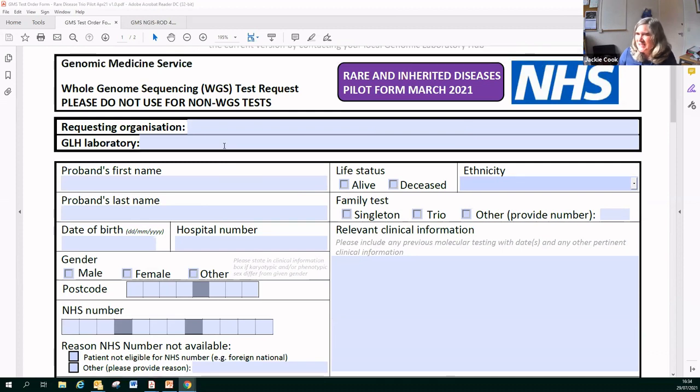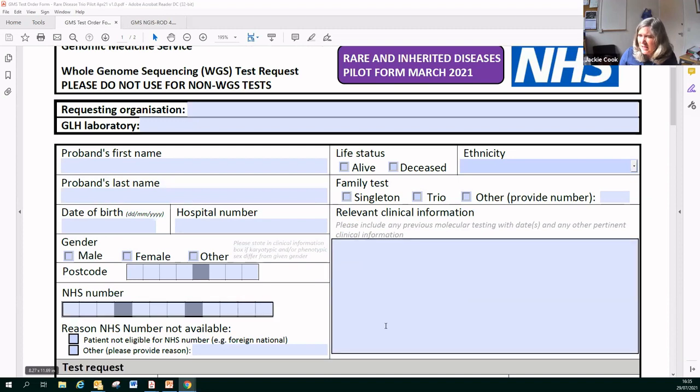So this is the request form for a whole genome sequence. First of all, where do you get these forms from? You can either get them from your local genomic laboratory hub or your local genomics lab. They will have them for you, or you can go onto the NHS England site to get them. This is the form you need to fill in for a whole genome sequence, and it has the usual demographic data at the top.